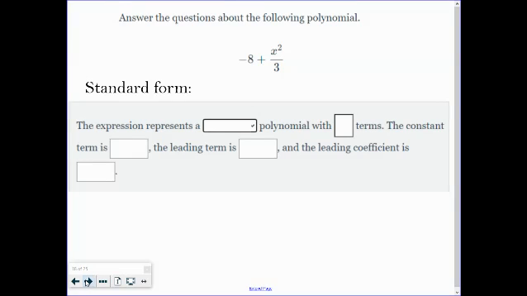All right, next example. First of all, start by writing in standard form. So I'm going to take the largest exponent and write that first. That's going to give me x squared over 3 minus 8. Okay, now we ignore that. That's gone. We just use our standard form one. This represents a blank polynomial. We want to look at the exponent. I've got an exponent of 2. Look at my table. It is a quadratic polynomial with, now I count the number of terms. I've got 1, 2 terms.